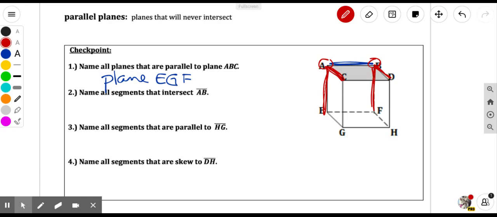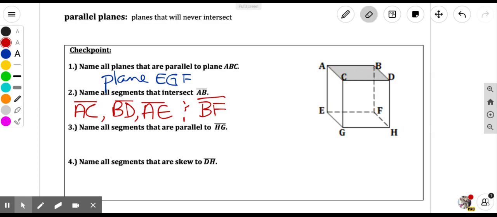Remember to name a segment, it's 2 capital letters with the bar on top. So we have segment AC, segment BD, AE, and BF. So that's number 2, intersecting, they're just touching, pretty easy.